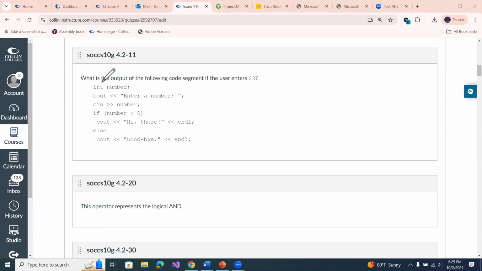Okay. What is the output of the following segment if the user enters 23? So right here it says enter a number, cin number. So the user enters 23 for number. And we say, is 23 greater than 0? That would be true. So it prints high there. This operator represents the logical and. We don't see the answers here, but the and operator is two ampersands.